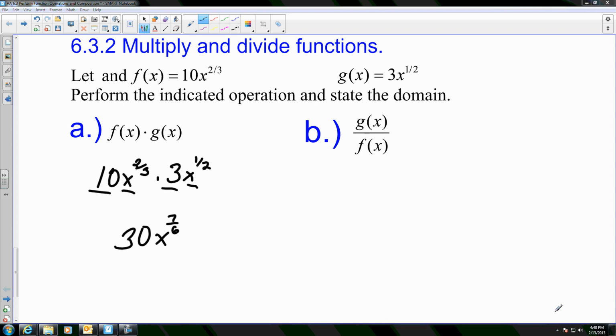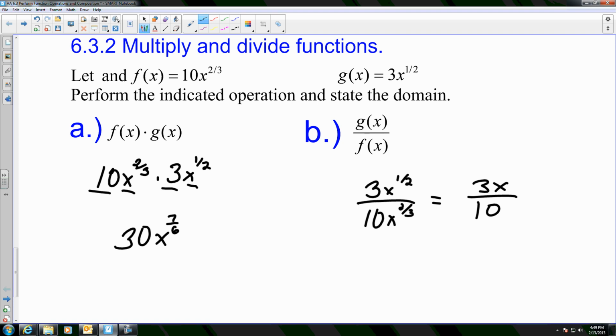For g of x divided by f of x, that means it's going to be 3x to the 1/2 divided by 10x to the 2/3. This is going to equal 3 divided by 10 in fraction form, that's as low in terms as it's going to get, so I'm just going to leave it as 3 divided by 10. I'm going to have x here. Now, using the quotient of powers rule for exponents, I must subtract my exponents. Now, I'm going to subtract 1/2 minus 2/3, which gives me negative 1/6. And if I want my exponents to all be positive, it's going to be 3/10 x to the 1/6.